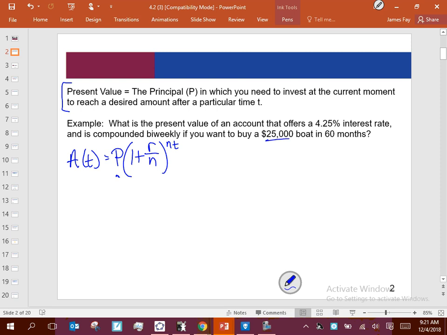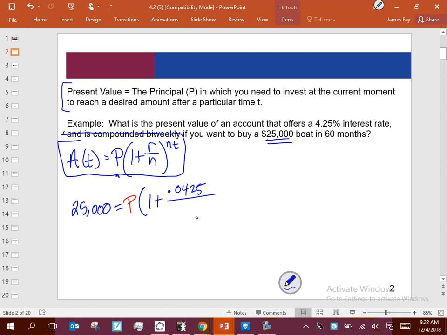So in 60 months, my amount after 60 months, A of T, that's a variable, I want that to be $25,000. I think a lot of people, when they see equations like this or formulas, forget that the thing we have this solved for, A of T, is a variable. So $25,000. My principal, that's what we're looking for. That's what I want to invest. 1 plus my interest rate. Interest rate is 4.25%, so move that decimal over 2 spots.